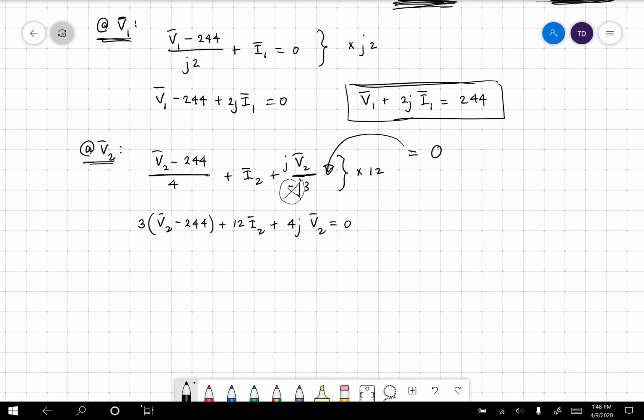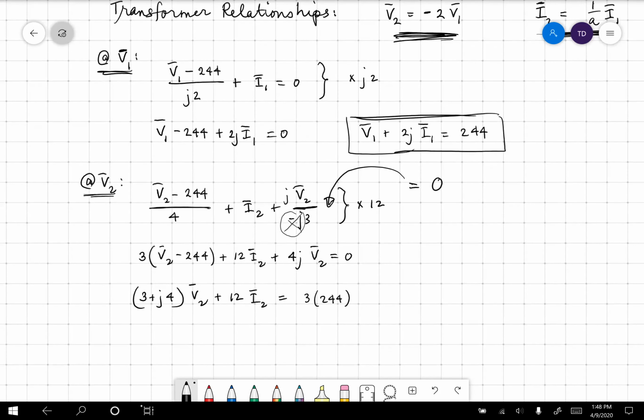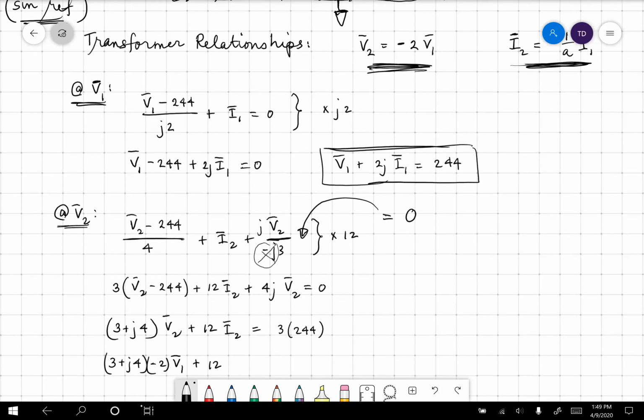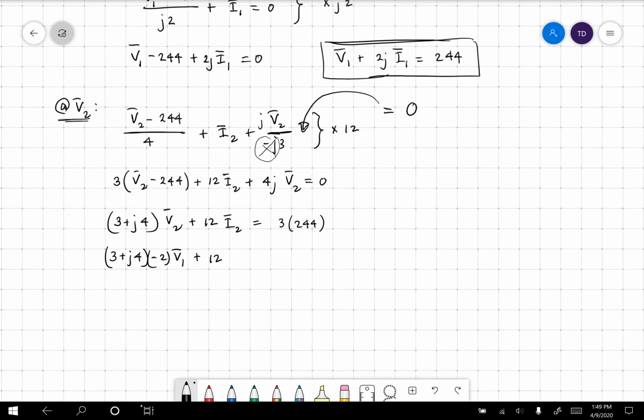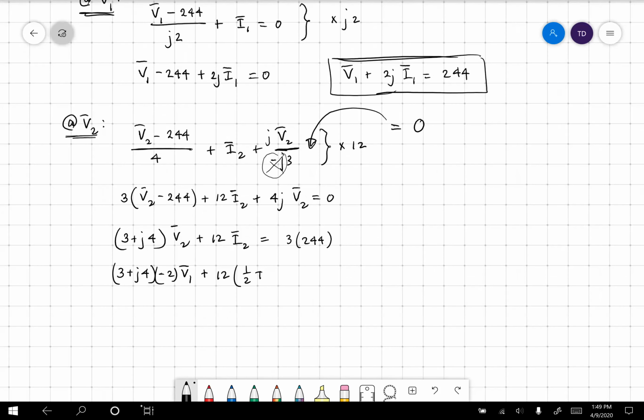All right, let's group the V2 terms. 3 plus J4, V2, plus 12, I2, equals 3 times 244. Now I'm going to substitute in. V2 is minus 2V1. 3 plus J4 times minus 2 times V1 plus 12 times I2, and I2 is 1 over A. I didn't even put in my A value, equals 1/2 by 1. There it is, 1/2 I1 equals 3 times 244.